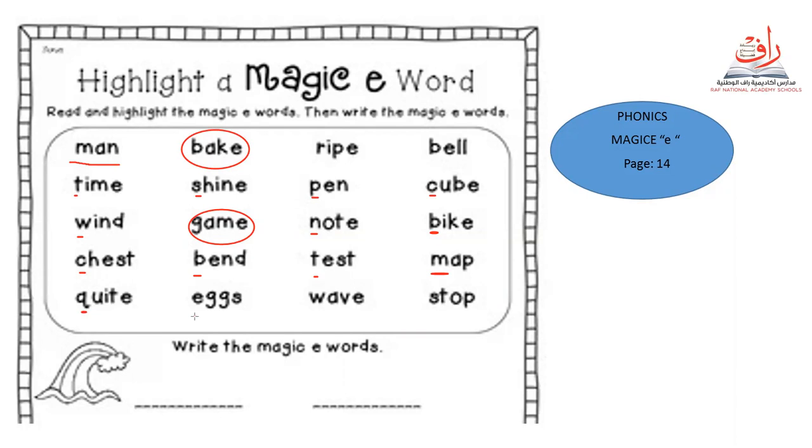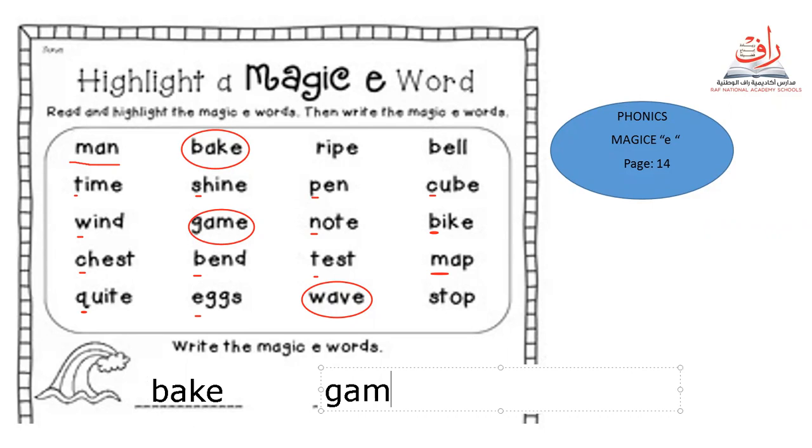Wave. A magic E words. And stop. Okay, so we have only three A magic E. Let's read them loudly. Bake, game, and wave. Bake, game, wave. Write them please down. Okay, I will write them and make sure that you are writing on the line. Bake. Okay, I will make a okay, and game, and wave.